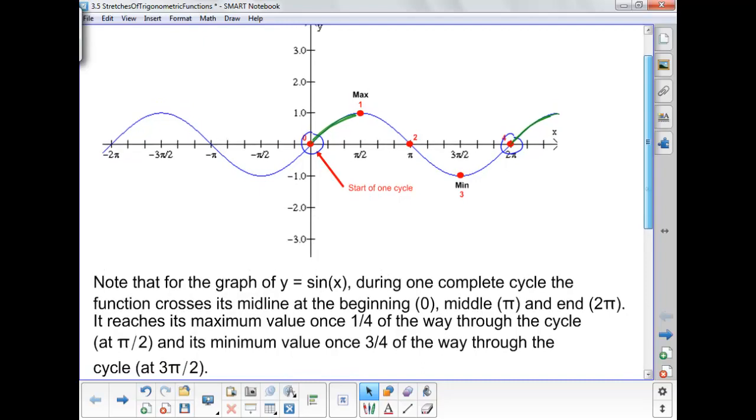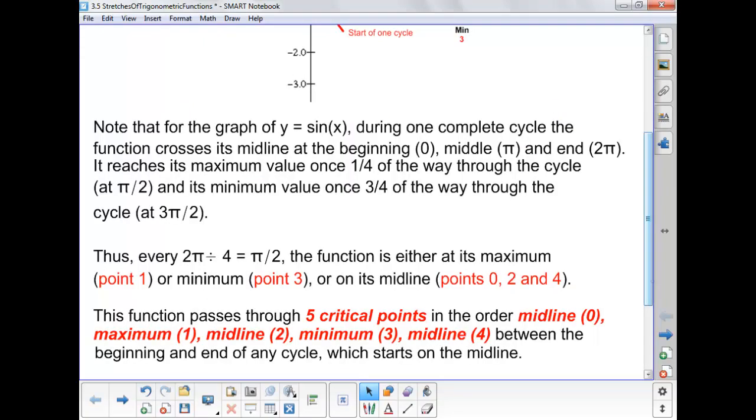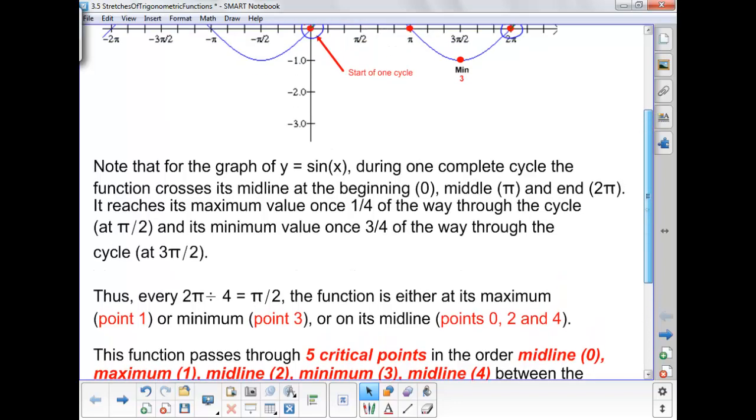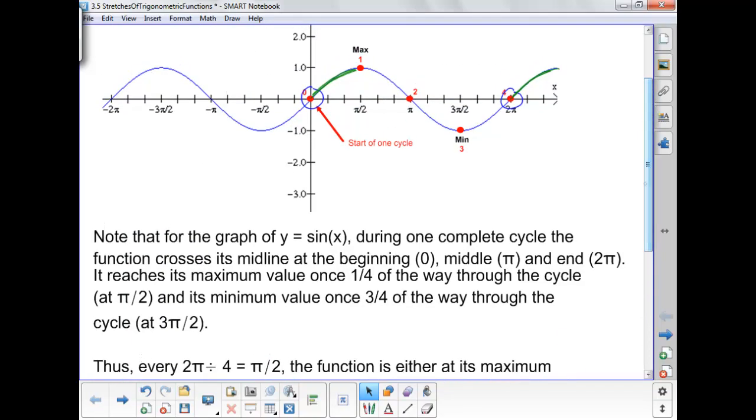Now the spacing of the critical points here is important. If we know the period, which in this case is just 2 pi for this function, every 1/4 of the period ends up being one of those critical points. So every 1/4, or every pi over 2 radians in this case, is one of those critical points.